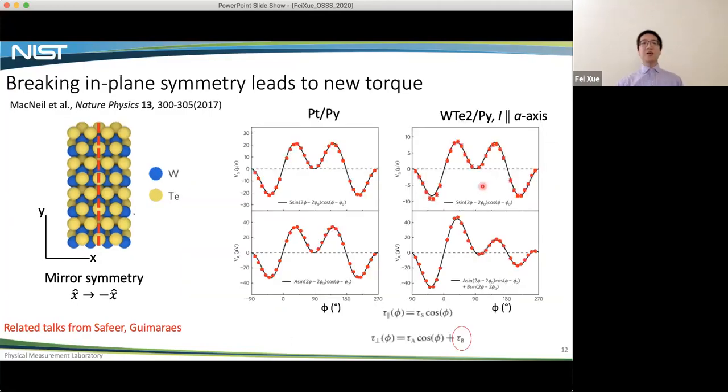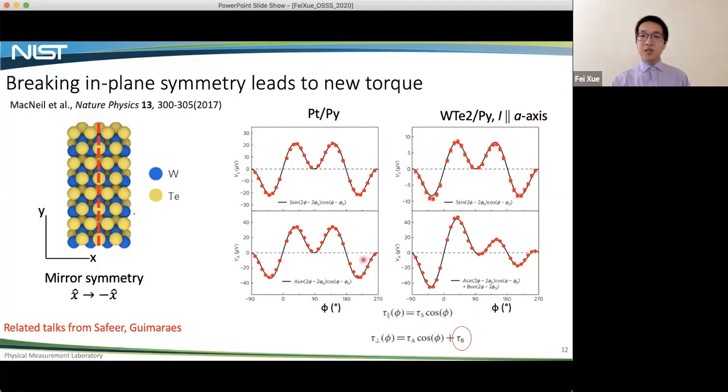So this is their experimental data. They demonstrate that they use a spin Hall ferromagnetic FMR technique to see that indeed we see a new signal when we change the substrate from platinum to tungsten ditelluride. And another thing is you have to apply the electric field in the A direction. I will talk about that a little bit later.